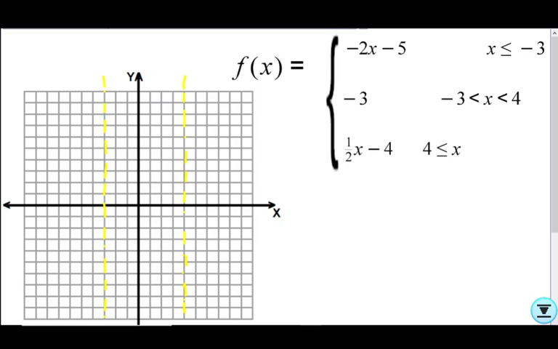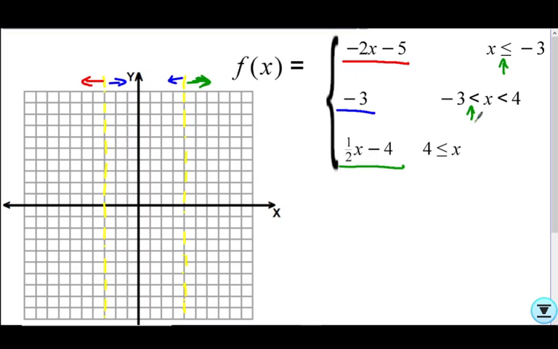Again, I'm going to color code. So this one's going to be my red function. That happens when x is less than -3. Then this one is going to be my blue function, and it happens in between -3 and 4. And then the green one's my last one, which is greater than 4.